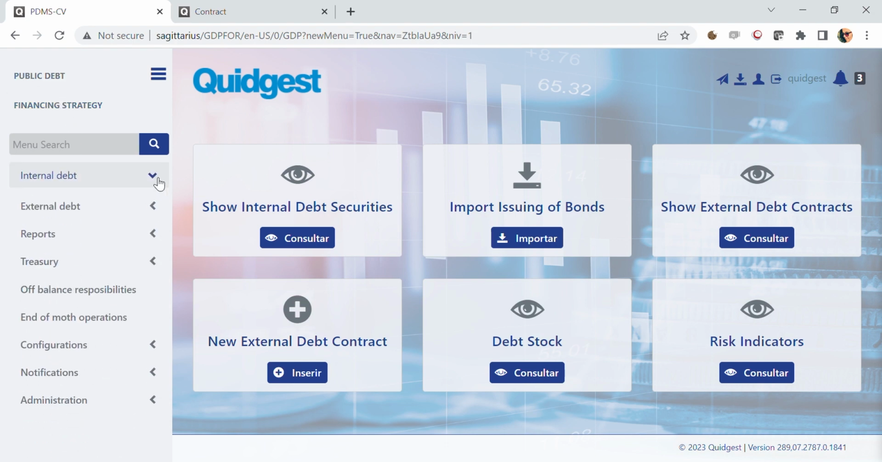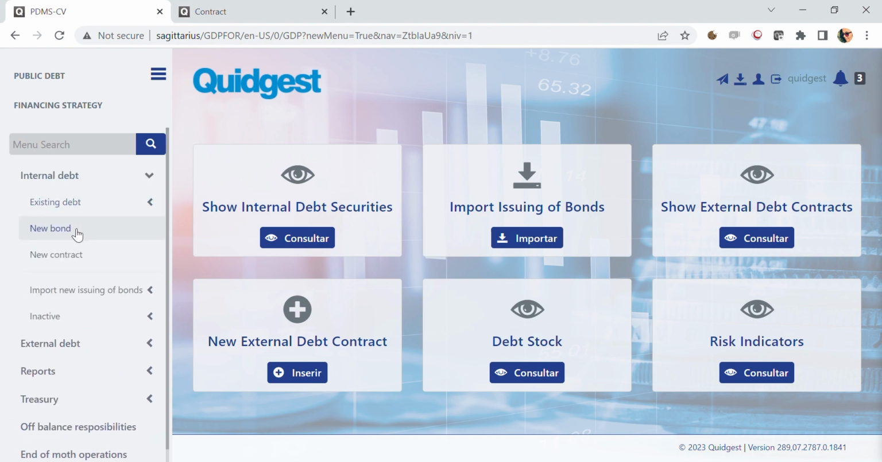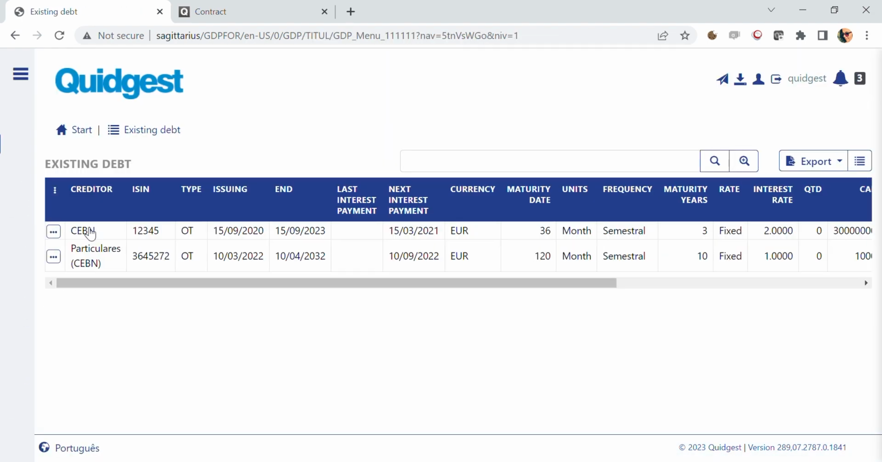So let's start with public debt. As far as management of the taken debt is concerned, we have here a division for internal and external debt. However, it's configurable. Apart from the reporting, there is the treasury, so it's basically its integration with the ERP, and off-balance responsibilities. So here we are talking about guarantees that, although they are not yet the debt itself, it's important to keep track of the information. Let's look at the example of the existing security.